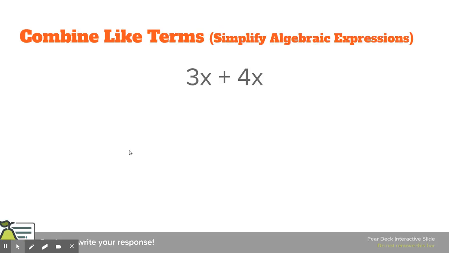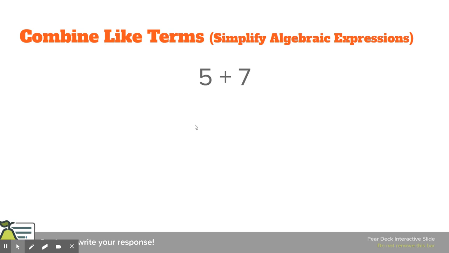Okay, combine these like terms. And welcome back. You should have gotten 7x. Sorry, these are easy enough. Next one, 5 plus 7. Combine like terms. You know that is adding. They're simplifying algebraic expressions. In this case, there's no algebra to it, but work with me. 5 plus 7 would be 12.